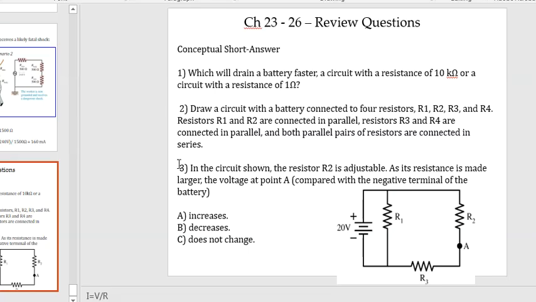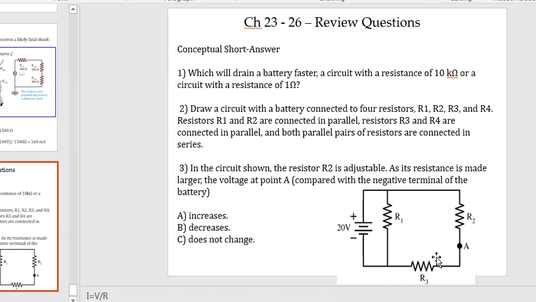Lastly, we're being shown a circuit here in which resistor R2 is adjustable. So as its resistance is made larger, we're wondering what will happen to the voltage at point A compared with the negative terminal of the battery. In other words, we're trying to figure out how the voltage drop across R3 changes as we change the resistance of R2.